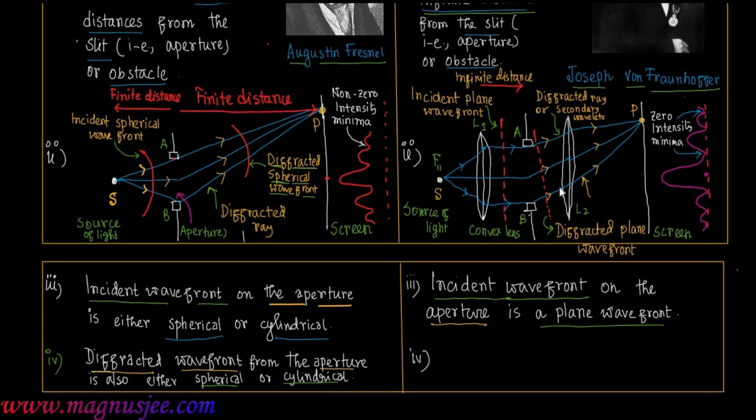So for Fraunhofer diffraction, number 4 point will be what? The diffracted wavefront originated from the aperture is also a plane wavefront.